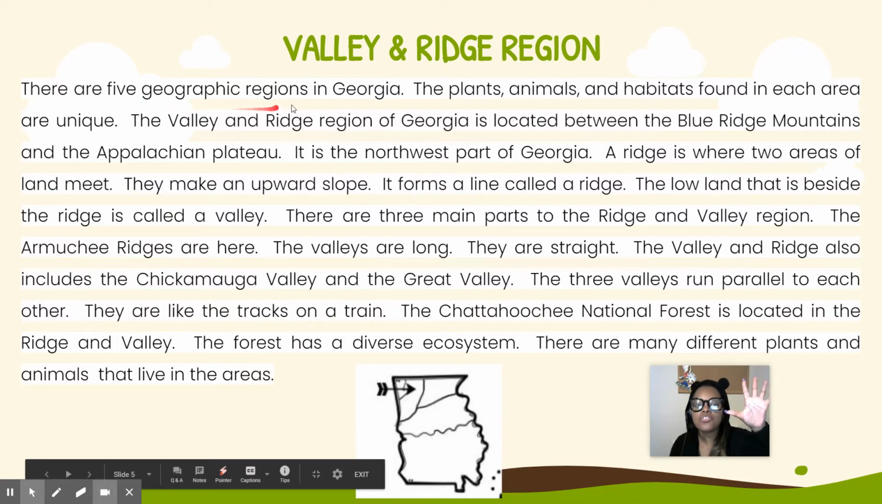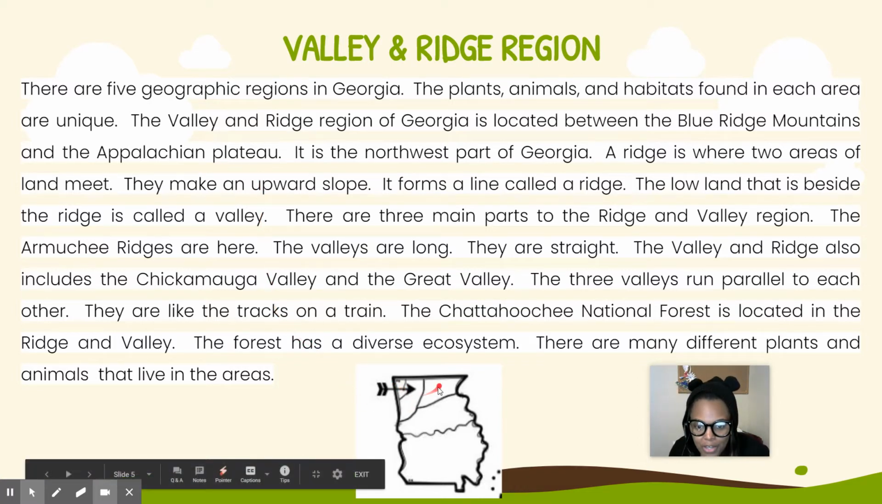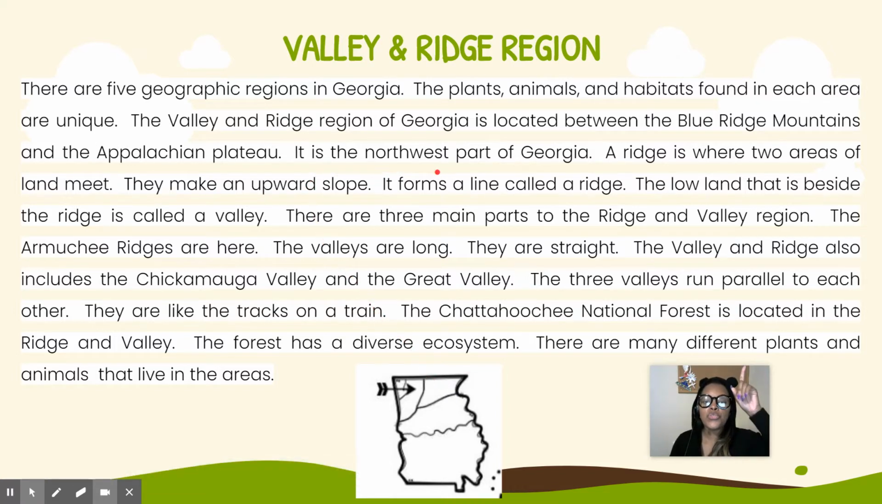There are 5 geographical regions in Georgia. 1, 2, 3, 4, fifth. The plants, animals, and habitats found in each area are unique or different. The Valley and Ridge region of Georgia is located between the Blue Ridge Mountains and the Appalachian Plateau. So here's the Appalachian Plateau, and here's the Blue Ridge, just right in between. It is in the northwest part of Georgia.